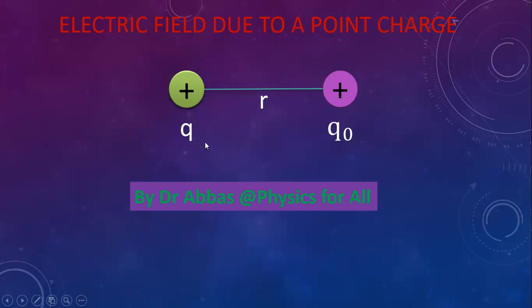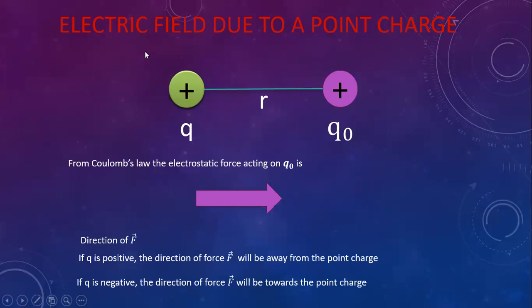So for this purpose, we will assume a test charge Q naught that is positive in nature and we will place it at some distance r from that charge Q and we will find the expression for electric field. For that purpose, we will use the electrostatic force acting on this test charge Q naught due to this charge by using Coulomb's law.